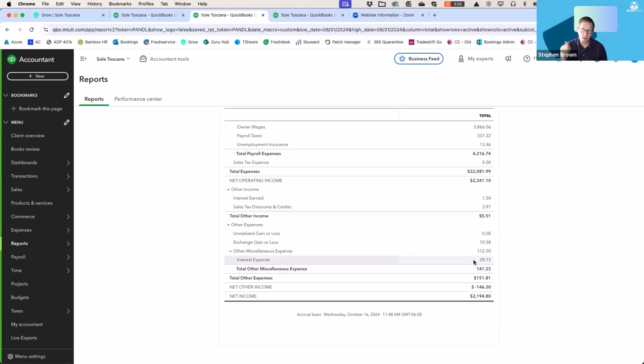So I should see my loan balance decrease, and I should also see that reflected in the statement of cash flows as well. Good question.